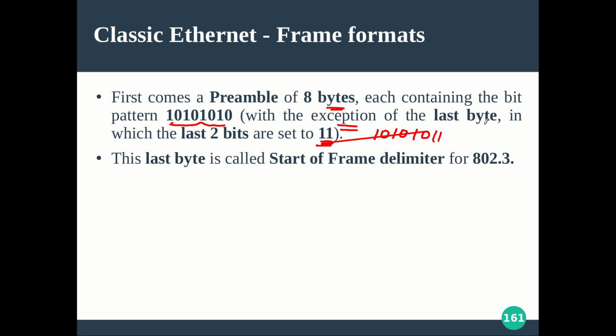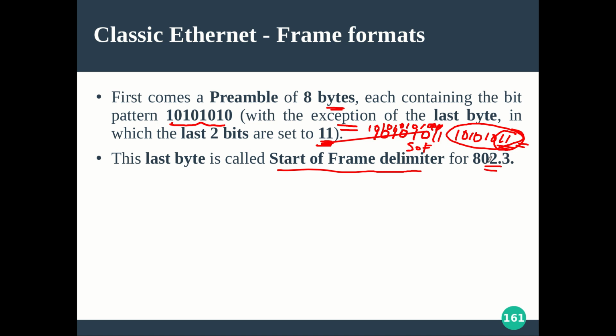So this is 10101011. This is how the last single byte looks, and the remaining ones are just a repetition of the pattern 10101010, and so on. With this particular pattern, the last 2 ones indicate that the actual frame header, that means from the destination address onwards, is just beginning. So the last byte is specially called the start of frame delimiter, the SOF we saw in the 802.3 frame format.